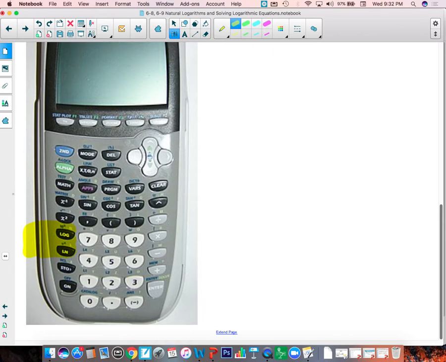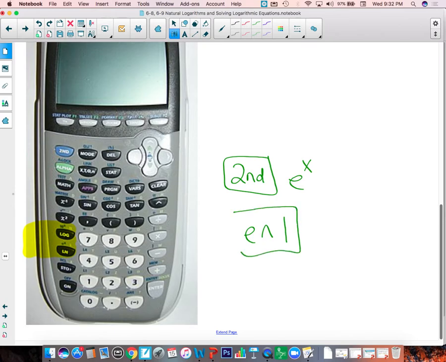Okay, so if I press that button, this is just your keystrokes to get that. I have to press second because e to the x is above that. Then I press that button, and it would give me something like this: e and then a caret, I press a 1, so it'd be e to the first power. That's going to give me that decimal, 2.71828. All right, so that's what it is on the calculators.